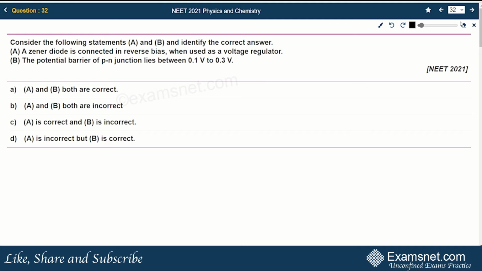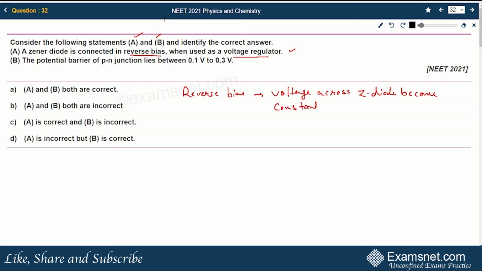Alright, next question is again from the same chapter, Semiconductor Electronics, and it says consider the following statements A and B and identify the correct answer. So the first statement is a Zener diode is connected in reverse bias when used as a voltage regulator. So this is a correct statement. Why? What happens in reverse bias is that after breakdown, the voltage across the Zener diode becomes constant. Therefore, it acts as a voltage regulator.